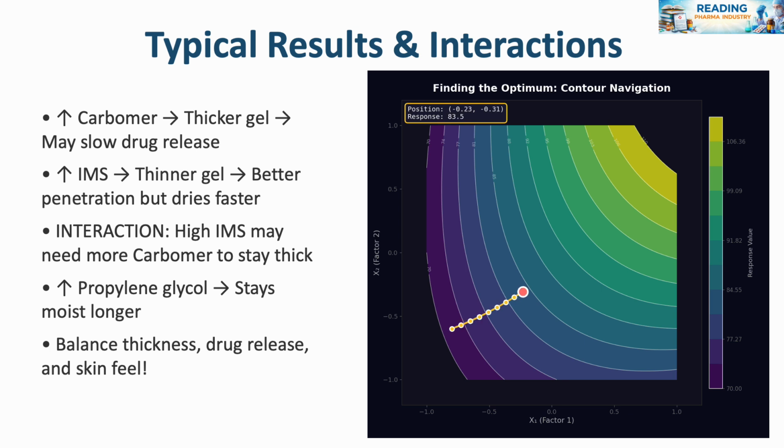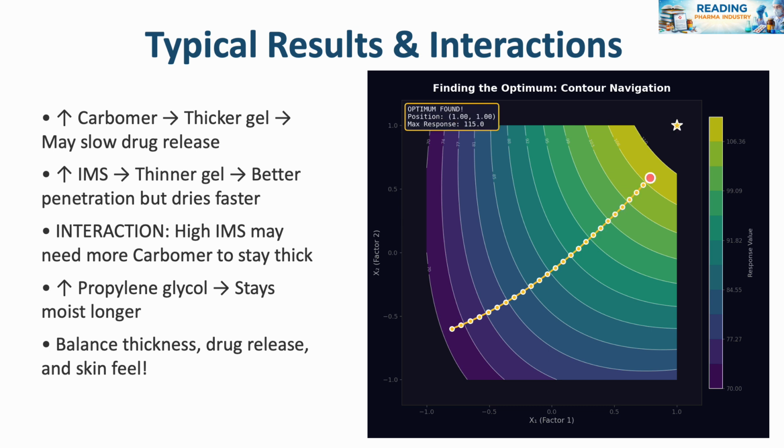There are some things we can expect, and also, as mentioned in other formulations, there could be interactions. The carbomer can increase the viscosity, which will lead to a thicker gel, but that can lead to slower drug release. On the other hand, you have the solvent, the industrial methylated solvent, which is basically alcohol rich. Because it's a solvent, it can lead to a thinner gel, and can lead to better penetration, but because it's alcohol, it will dry faster.